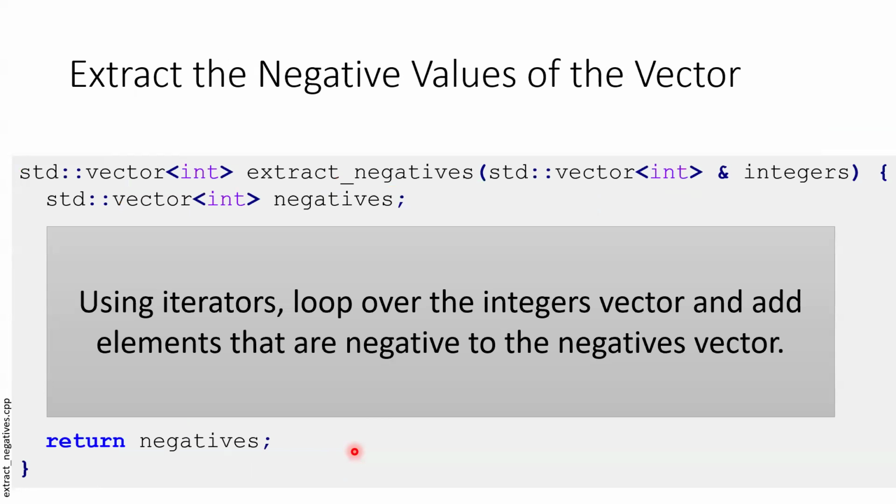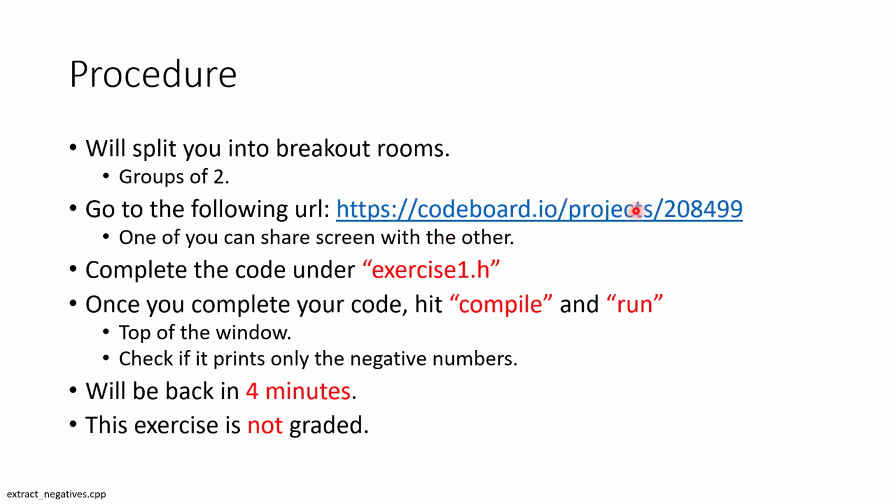Now let's get into our first exercise. So we have this extract negatives function. It returns a vector of int, and it takes in by reference a vector of integers. And what we want is that we have this empty negatives vector declared here. We want to use iterators to loop over the integers vector and add any element that is negative to the negatives vector using push_back. Let's go to this URL and complete the code under exercise 1. And we'll be back in 4 minutes.